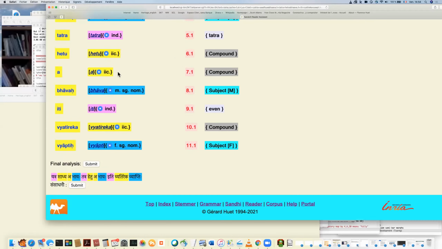But there is another way to get out of this page, by calling Samsadhani, and now you'll get the Samsadhani parser.